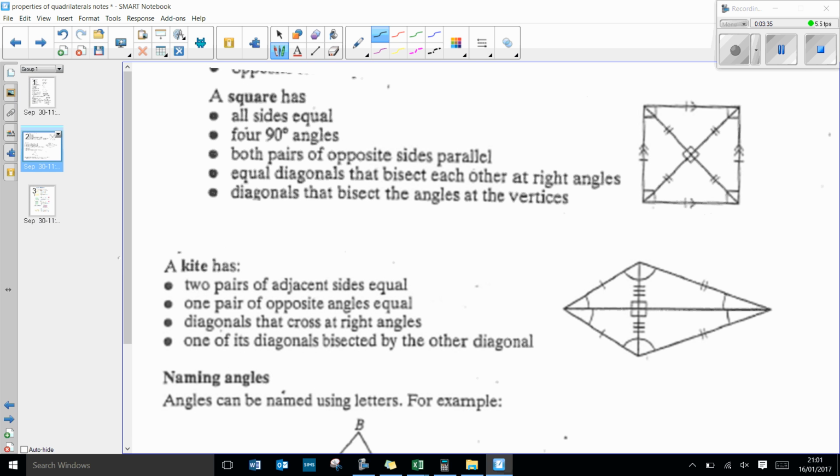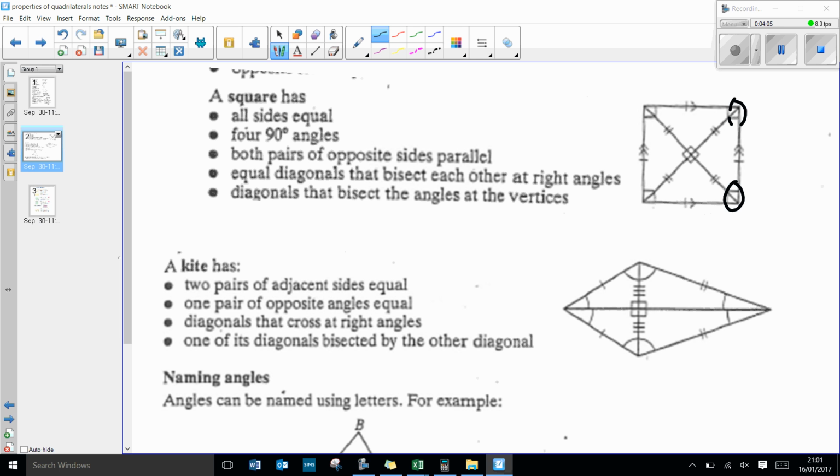A square. We should know a lot about a square. So all sides are equal, 4 angles are equal. This is what we don't normally start talking about, but both pairs of opposite sides are parallel. The equal diagonals bisect each other at right angles. So not only do they bisect each other, but they bisect each other at a 90-degree angle. And the diagonals bisect the angles at the vertices. So these diagonals cut these angles in half exactly.